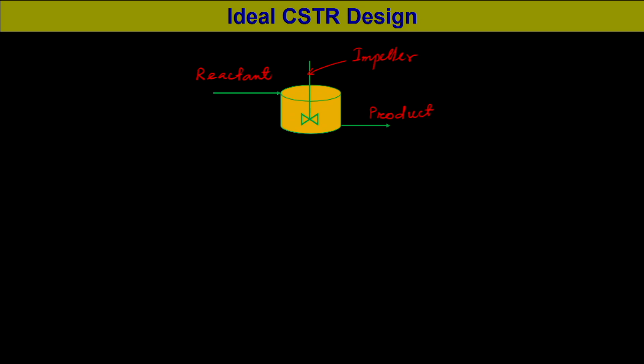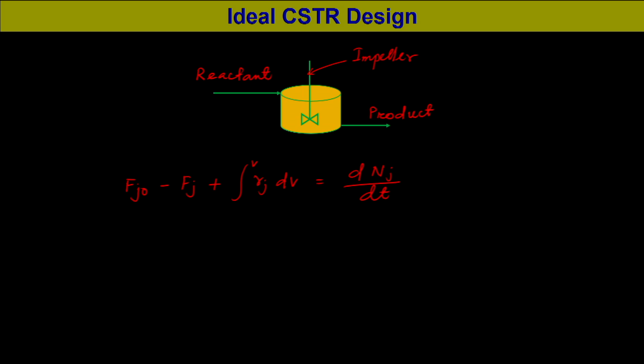Now, we know the general mole balance equation, say F j naught minus F j plus the integral over volume of R j dV is equal to dN j dt.